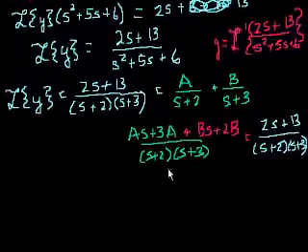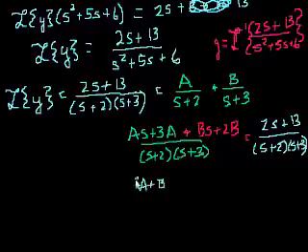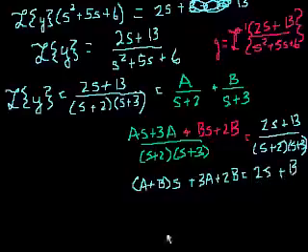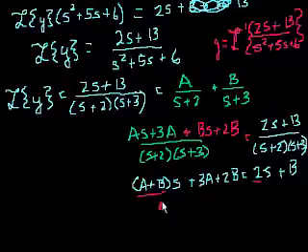So now what we do is we match up. We say, well, let's add the s terms here. And we could just say that the numerators have to equal each other because the denominators are equal. So we have a plus bs, plus 3a plus 2b is equal to 2s plus 13. So the coefficient on s on the right-hand side is 2. The coefficient on the left-hand side is a plus b. So we know that a plus b is equal to 2.